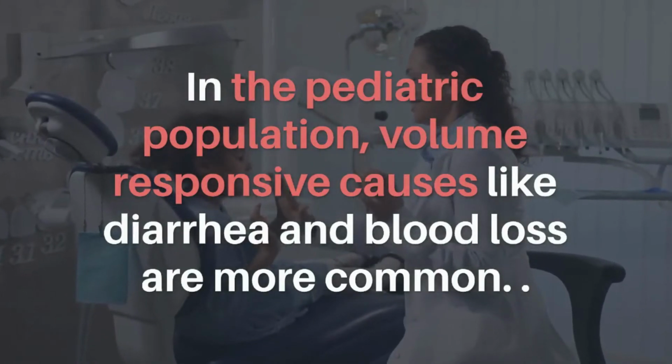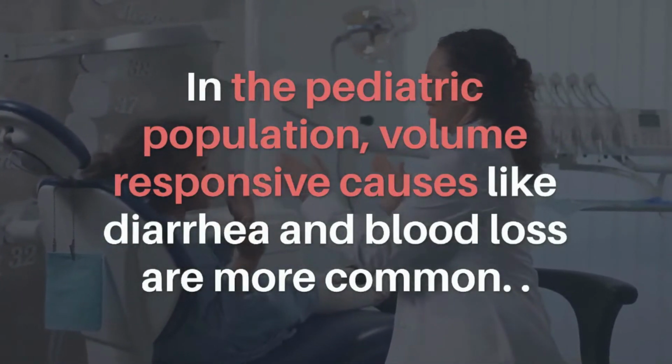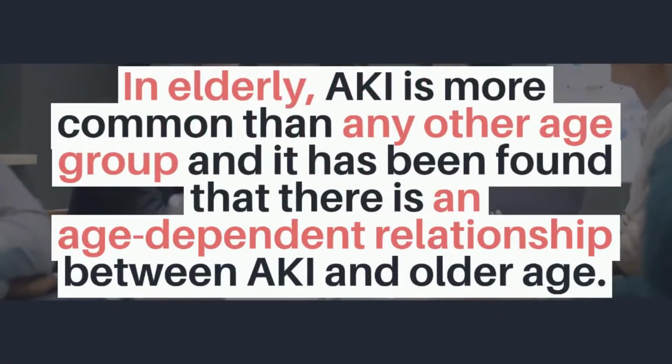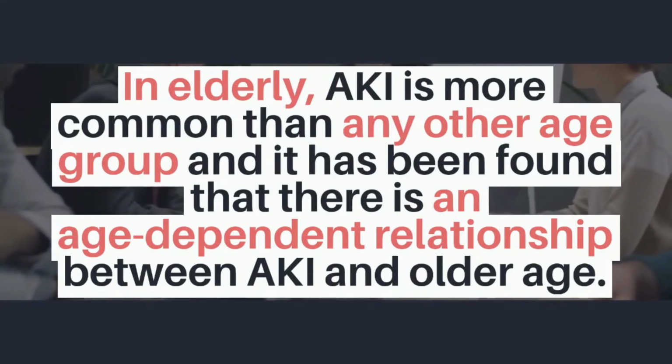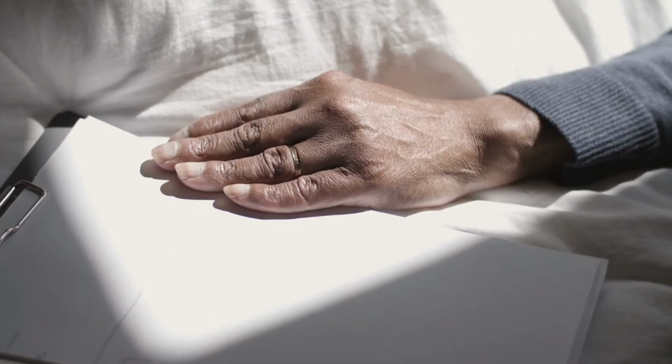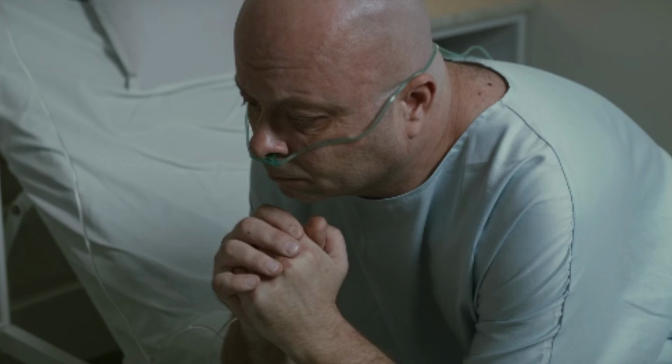In the pediatric population, volume-responsive causes like diarrhea and blood loss are more common. In elderly, AKI is more common than any other age group, and it has been found that there is an age-dependent relationship between AKI and older age. This is both due to impaired renal function with advancing age and development of comorbidities, like hypertension and diabetes mellitus.